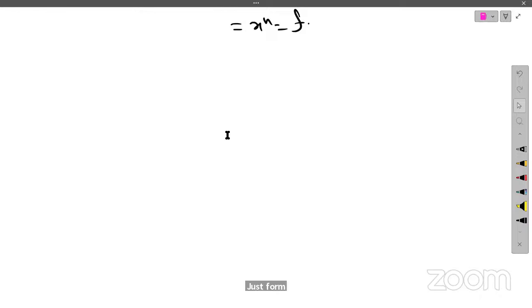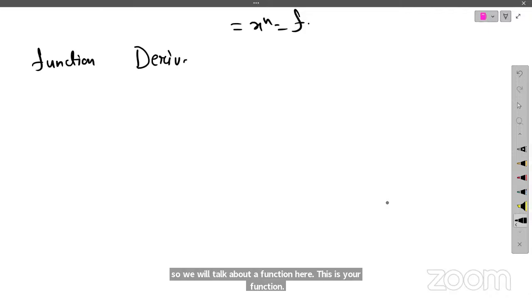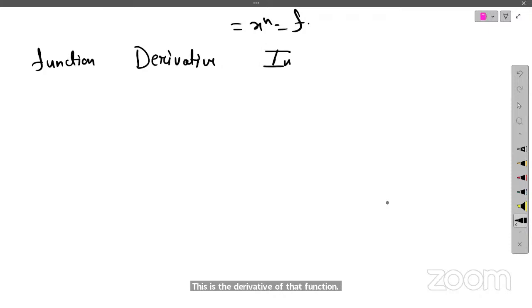Okay. So let's start with the very basic function. So we will talk about a function here. So this is your function. This is the derivative of that function. And this is the antiderivative, or you can say the integral of that function.